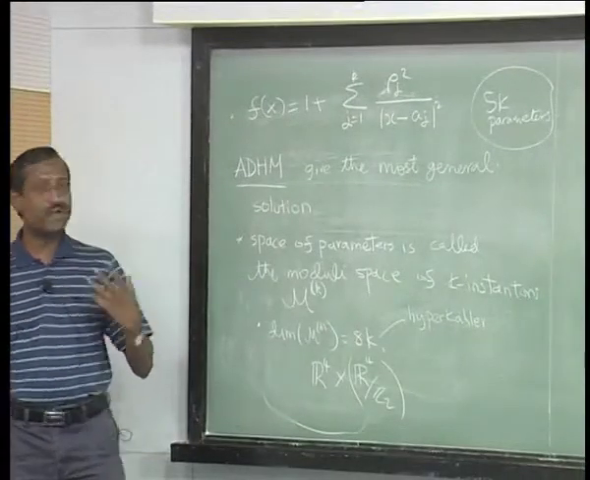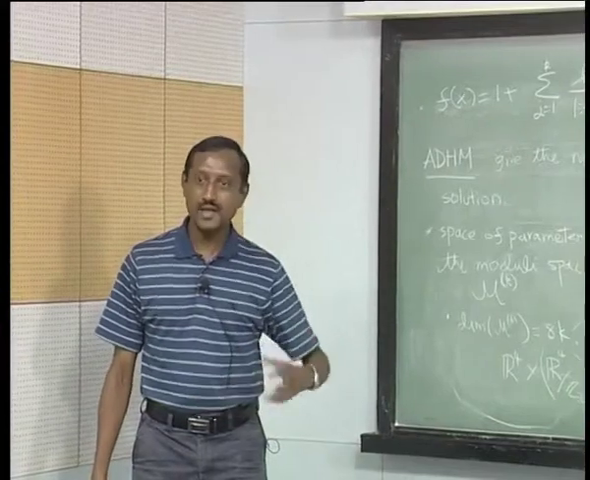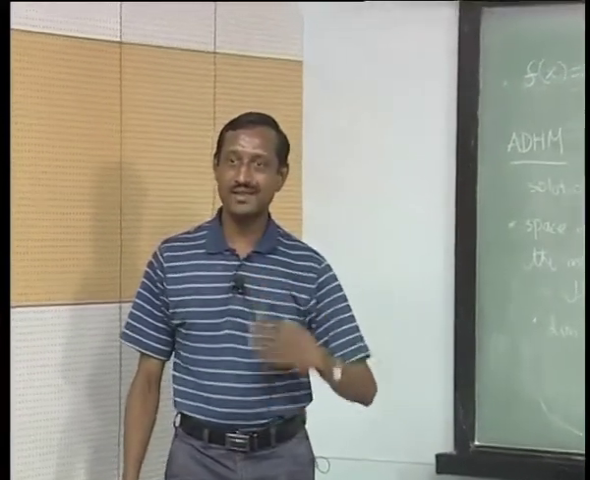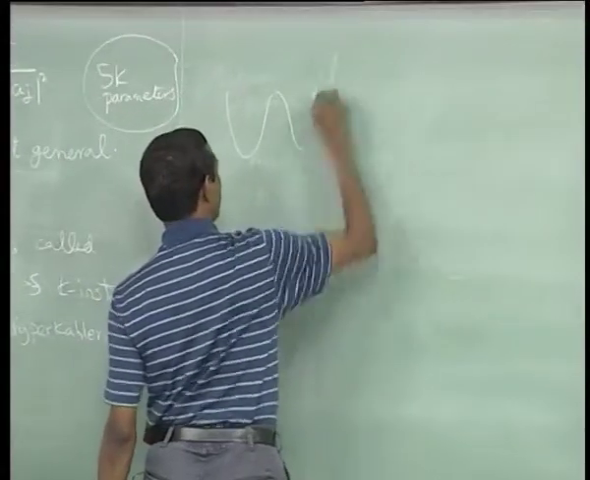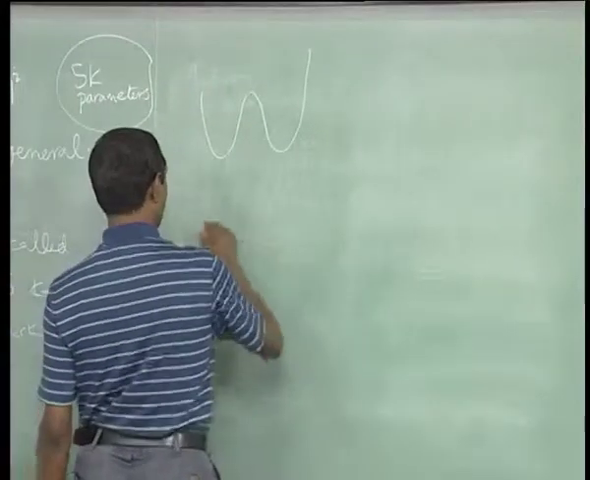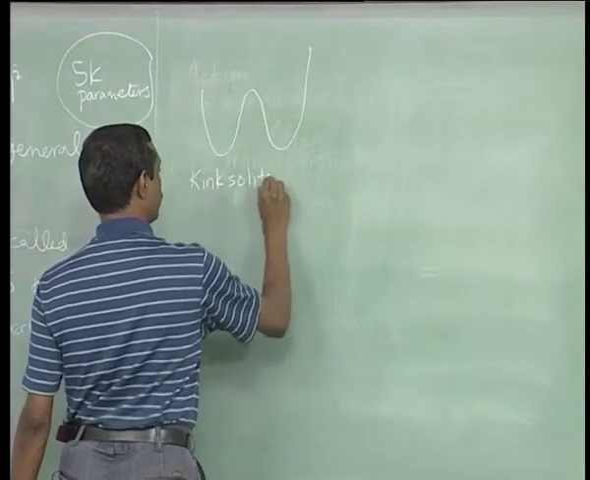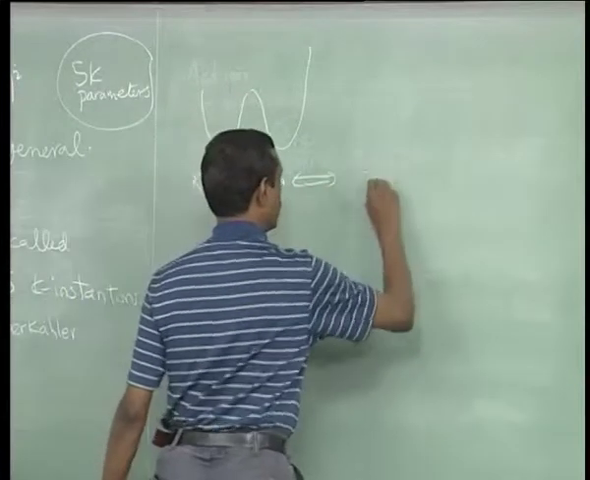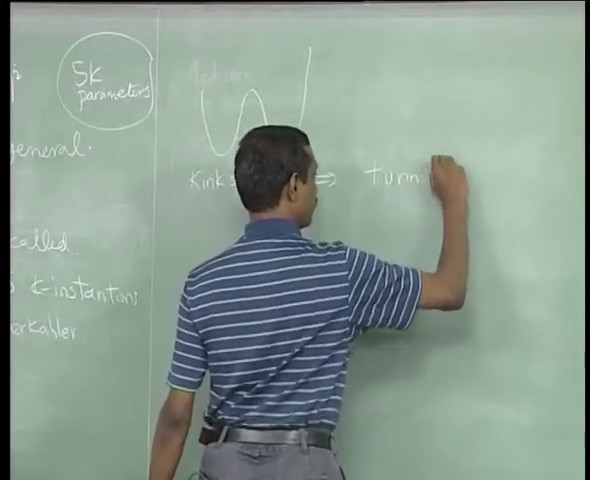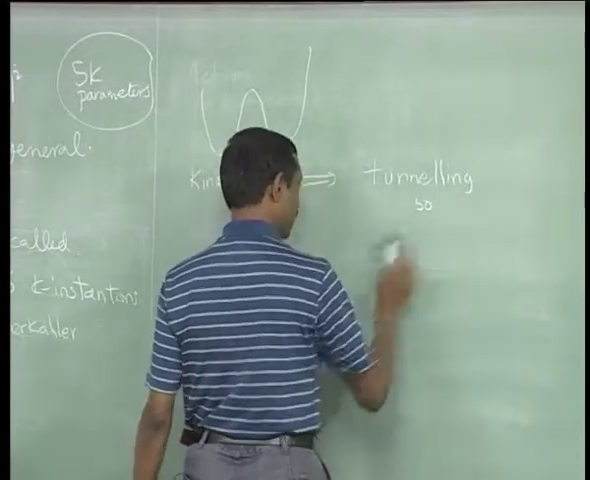So we sort of motivated instantons by looking at tunneling in quantum mechanics, and we looked at the double well example, and that is where we started, and we saw that the kink soliton gave the tunneling amplitude, if you wish.